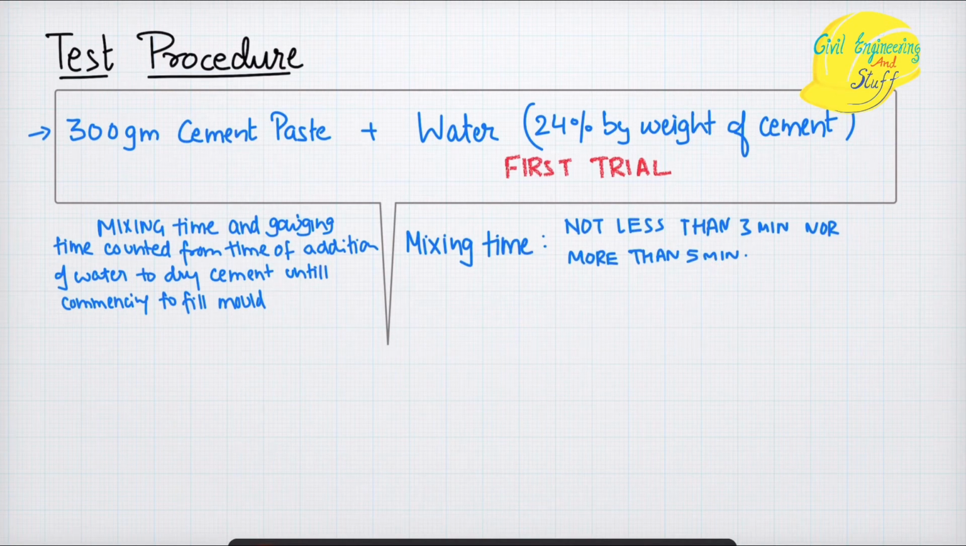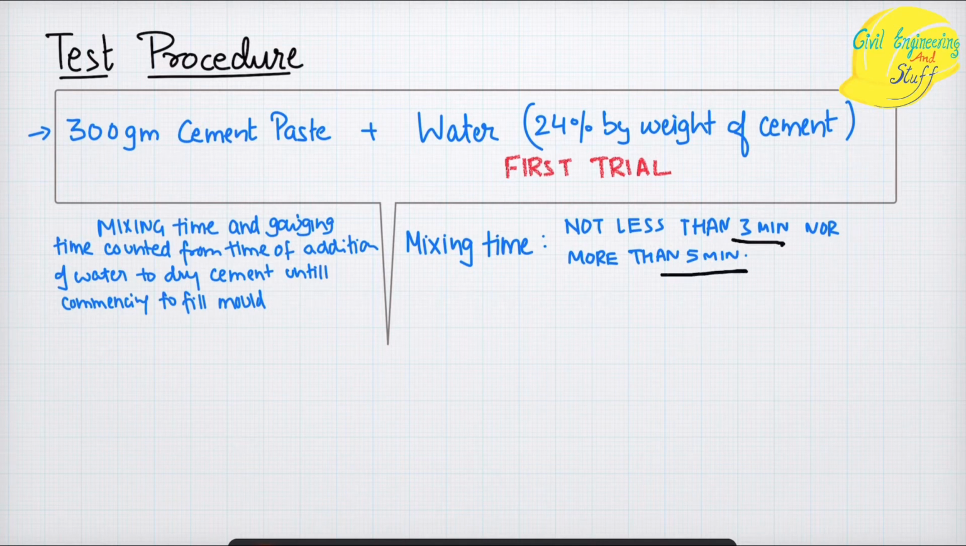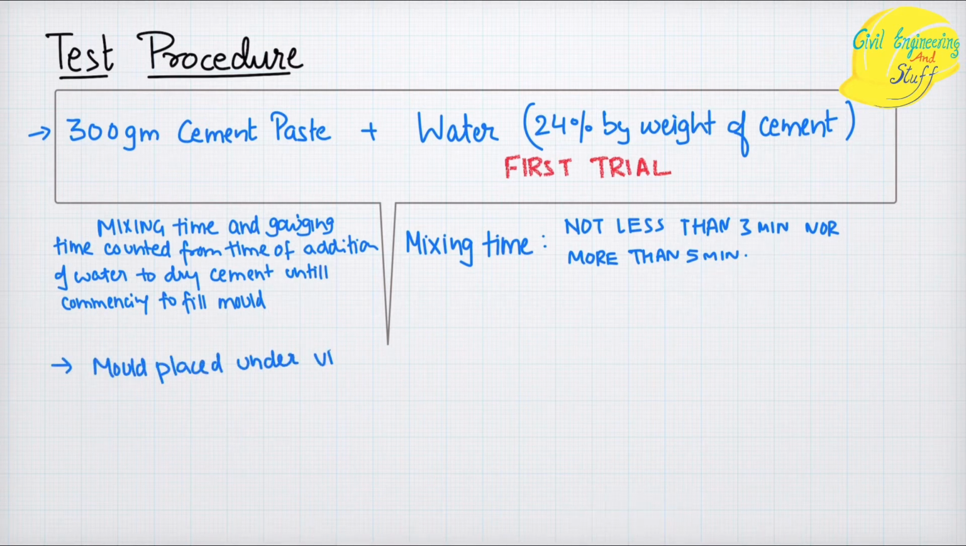Now this mixing time should not be less than 3 minutes, nor more than 5 minutes, right? So the mixing time should be between 3 minutes to 5 minutes. Now after this the mold is placed under the Vicat apparatus, and in the Vicat apparatus we attach the Vicat plunger, right?